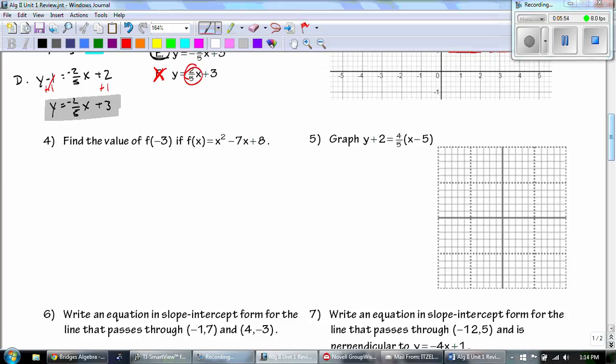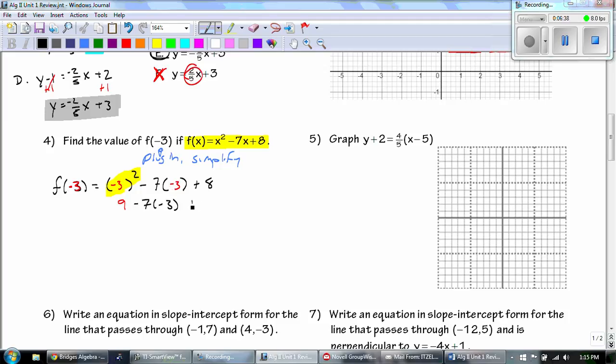All right, number 4. Find the value of f of negative 3 if f of x equals x squared minus 7x plus 8. Okay, so once again, we need to plug in and simplify. All right, so f of negative 3 equals, remember to put that negative 3 in parentheses, because this is our biggest mistake right here. Negative 3 squared, negative times the negative is a positive 9.